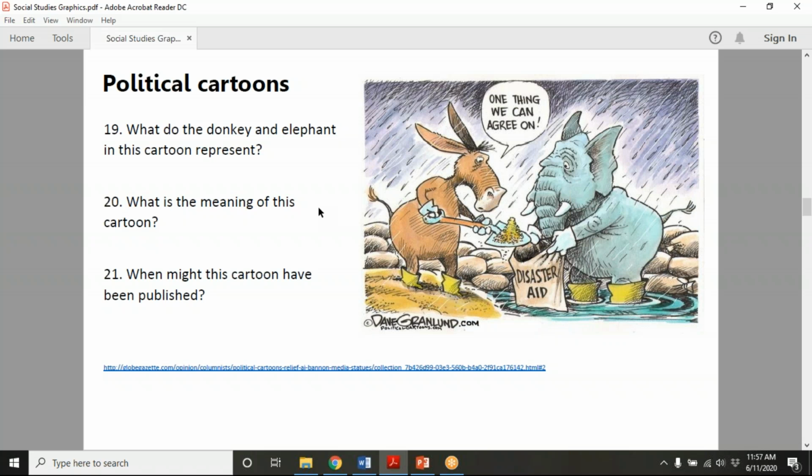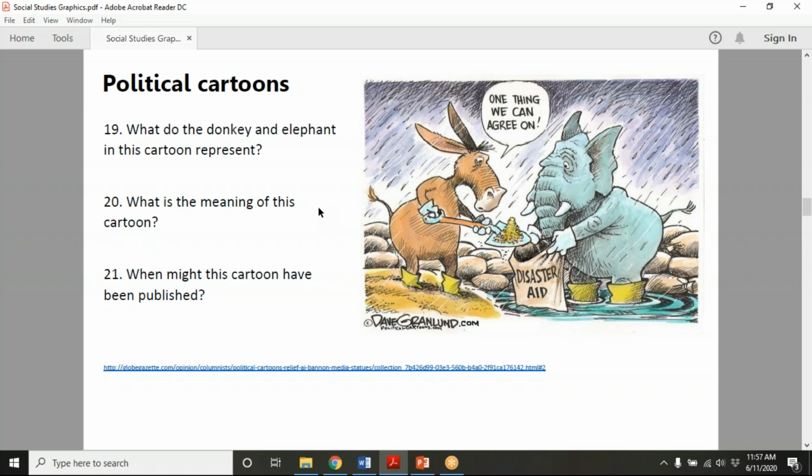The Republican and Democrat. Right. So the Democratic Party, political party, is represented by the donkey. Republicans are the elephant. There's historical reasons why that is, and it's like 100 years old. But anyway, the donkey is the Democrat, the elephant is the Republican. So anytime you see them, they're representing something. So political cartoons are all about representing things.